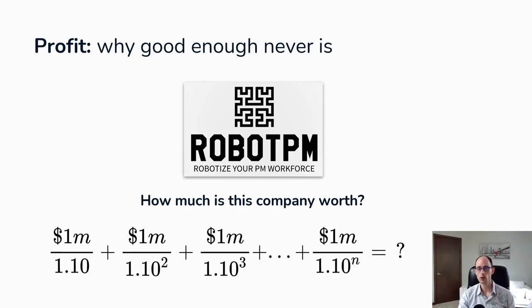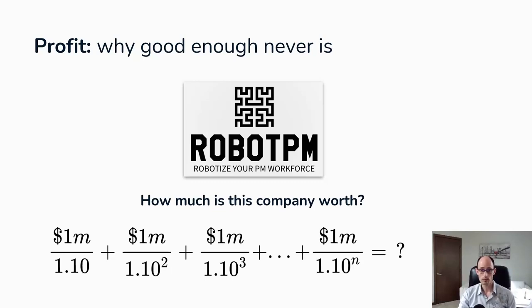Let's assume we have a company called Robot PM, and they have a product that can replace some PMs with robots for just a fraction of the cost. Obviously, as PMs, this would be our worst nightmare. They expect to make $1 million in profit for every foreseeable year. So Robot PM would be like a machine that's supposed to output or produce $1 million a year to its pool of shareholders. How much money is such a company or such a machine actually worth?